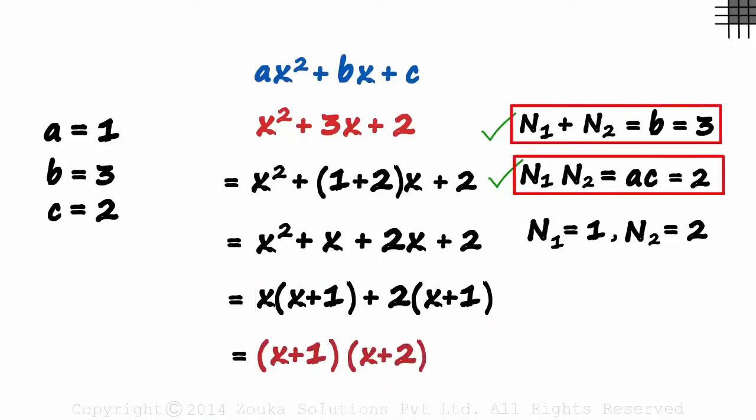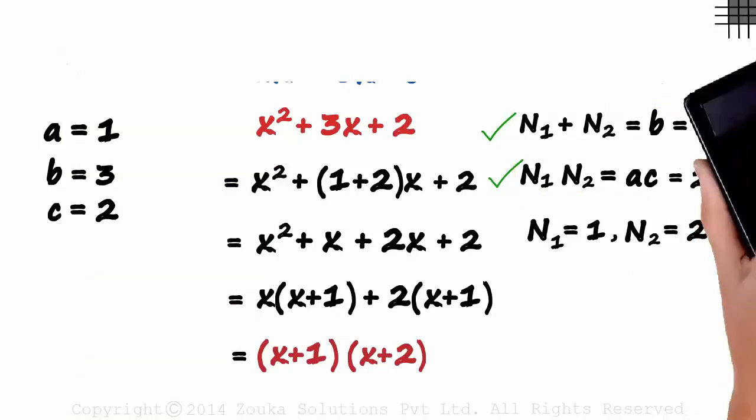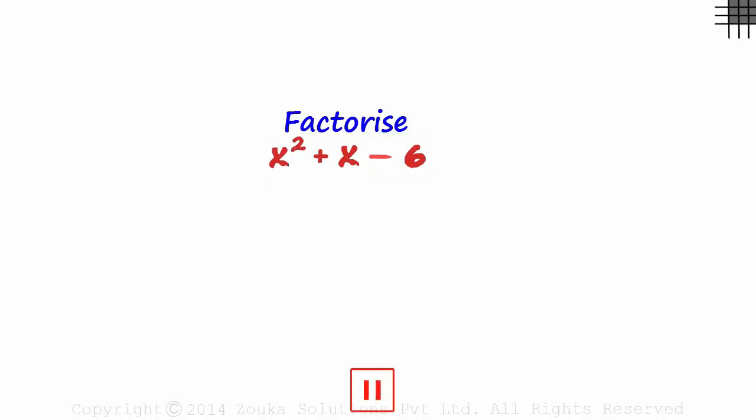Just remember these two conditions. Sum is b and the product is ac. Using the same concept, try and factorize this polynomial. x squared plus x minus 6. Hopefully you have the right answer. Let's solve it together and have a look.